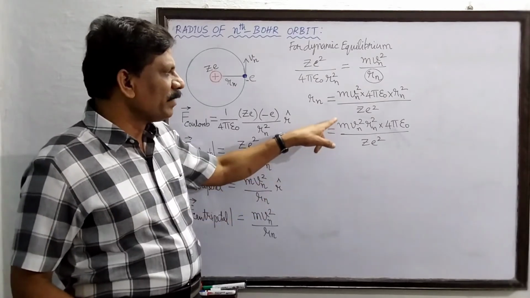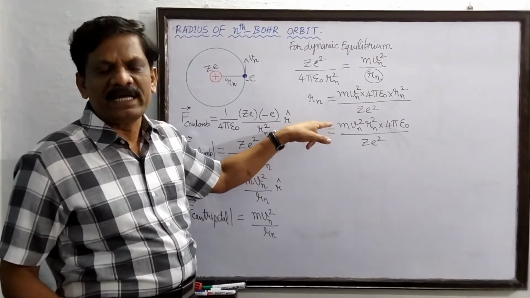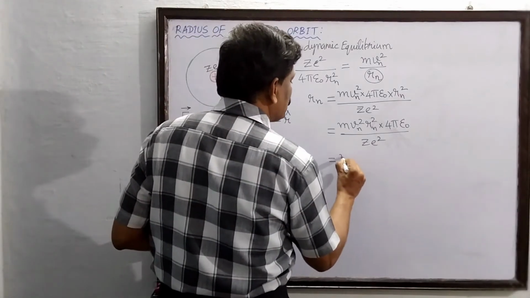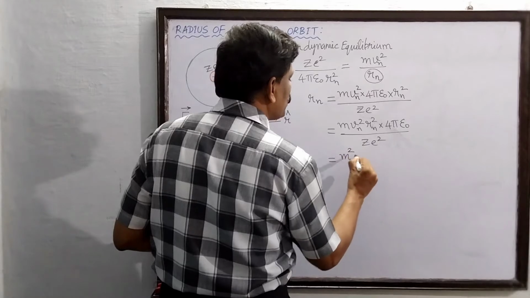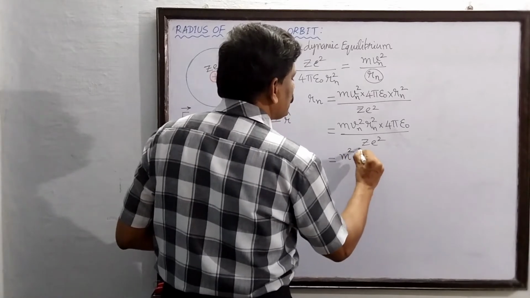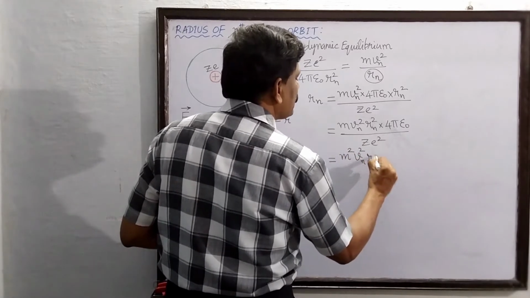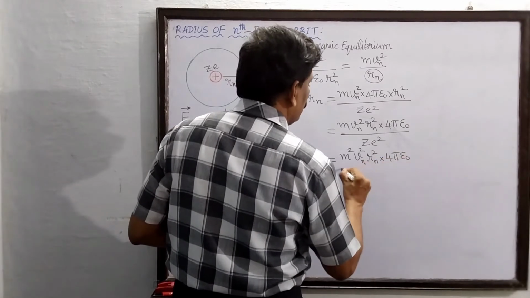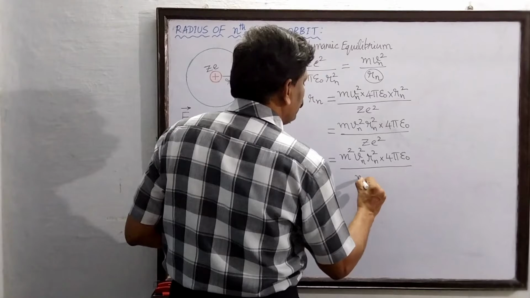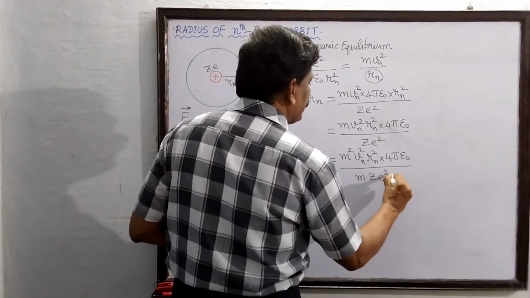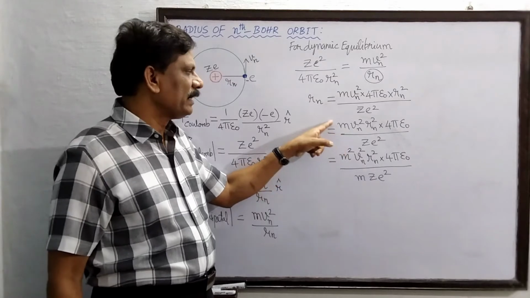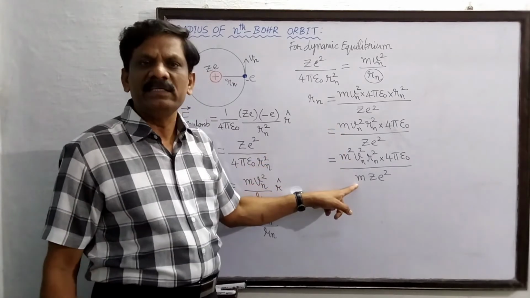So if I multiply the numerator, one m term is already there, will it become m square? Yes, it will become m square. So the first term on the right side is m square v n square r n square into 4 pi epsilon naught divided by m z e square. So I have multiplied numerator and denominator on both sides by the mass of the electron m.